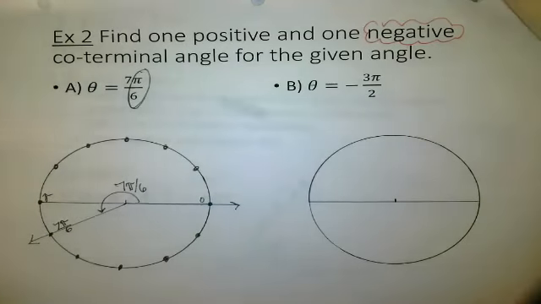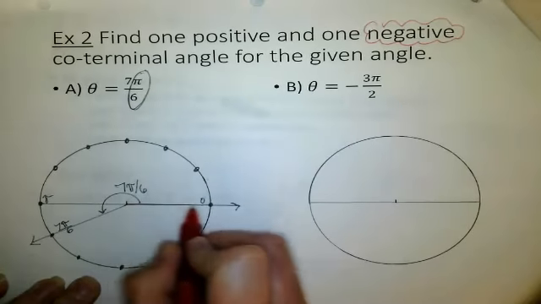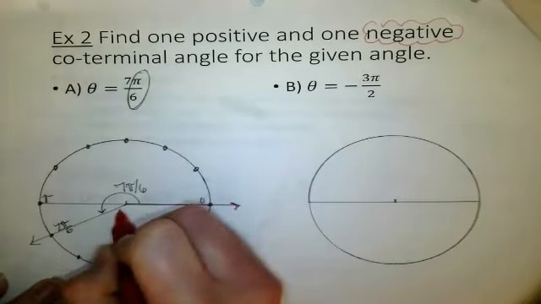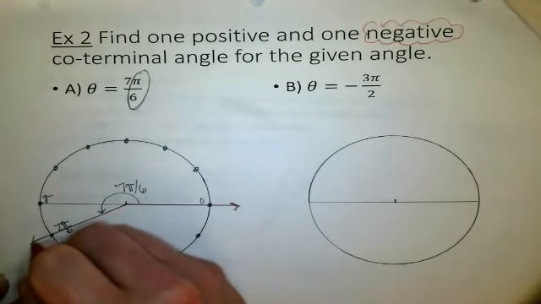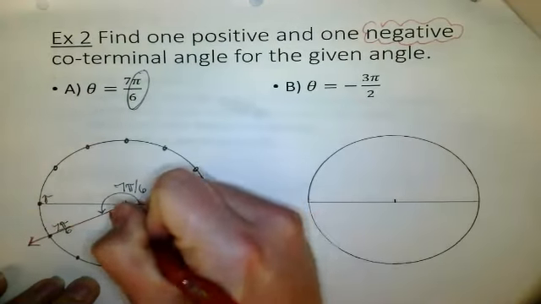A negative angle just means go in the other direction, right? What does coterminal mean? Same. It's like the same angle. It has the same initial side, and it terminates at the same spot. But we just want to go in the other direction. So I want to go this direction.